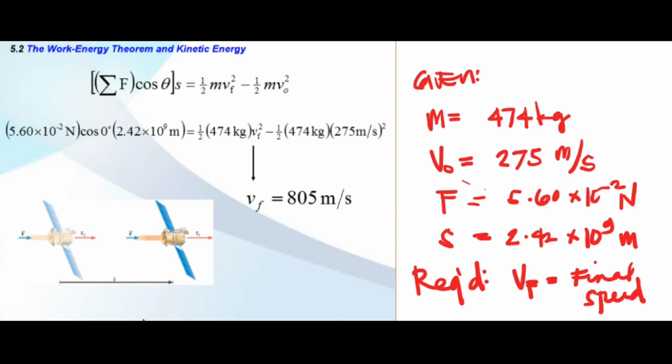Times the displacement S, 2.42 times 10 raised to 9 meters, equal to 1/2 times 474 kilogram, Vf squared, minus 1/2, 474 kilogram, the mass, times 275 meter per second squared, the initial velocity. Now, by just substituting all the given to this equation, we can get V final equal to 805 meters per second. Or if you want, you can first derive the equation for V final.